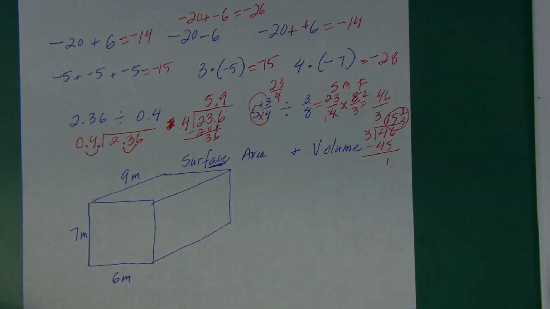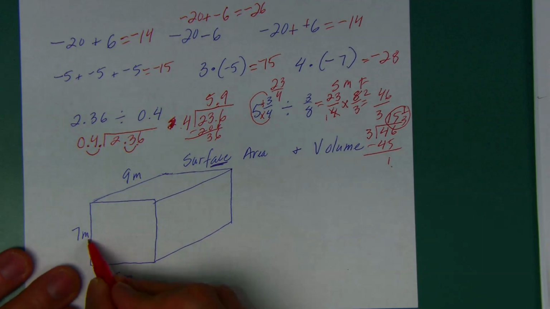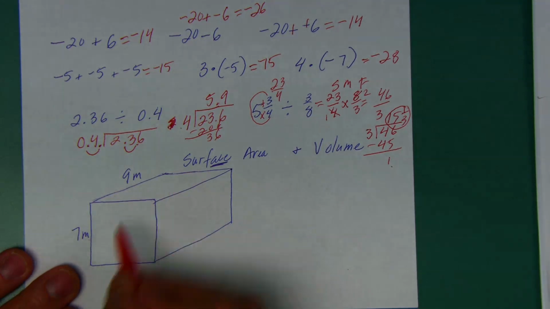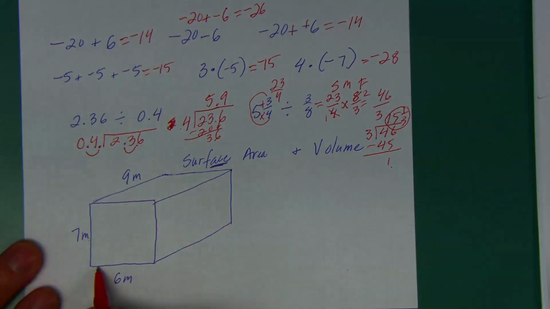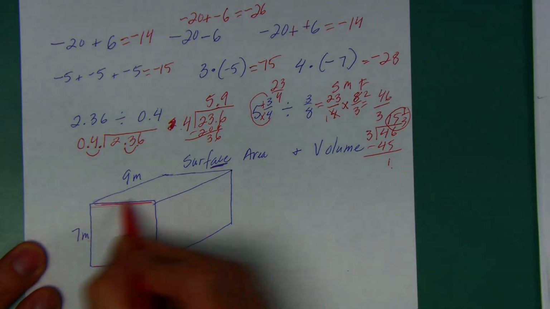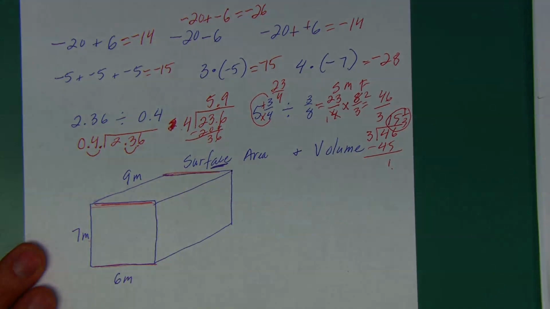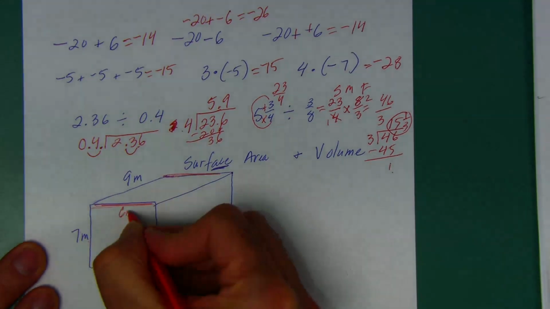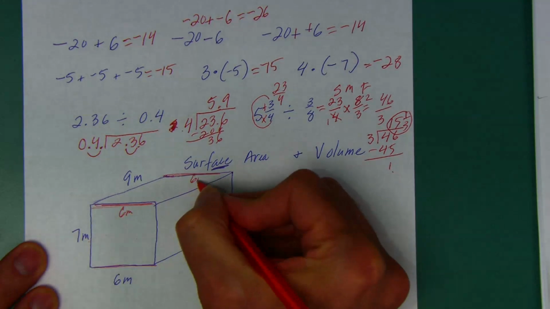A rectangular prism. That's a rectangle that goes straight up from the ground, 7 meters. What's a rectangle? It's 9 times what? And again, how do you tell? When you draw a rectangular prism, you have 3 sets of parallel lines. Horizontal, horizontal, horizontal. Those will all be the same. So that's 6, that's 6, and that is 6.